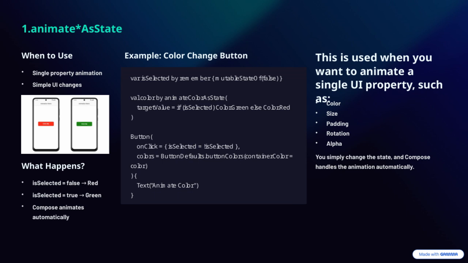When isSelected becomes true, the color turns green. When false, it reverts to red. This all happens seamlessly thanks to Compose's automatic animation handling. What's happening here is quite straightforward. A simple UI change, a single property animation, and a smooth transition without extra effort. So, when should you use this? The key is when you want to animate just one property at a time, using animate*AsState functions. It's a powerful way to add subtle, natural animations to your UI with minimal code.